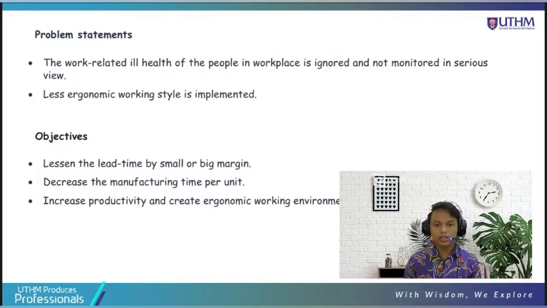Next, the objectives. There are three objectives: lessen the lead time by a small or big margin, decrease the manufacturing time per unit, and lastly, increase productivity and create an ergonomic working environment. And lastly, the scope is the manufacturing companies' employees who are exposed to work-related musculoskeletal injuries that rarely get investigated by the companies.